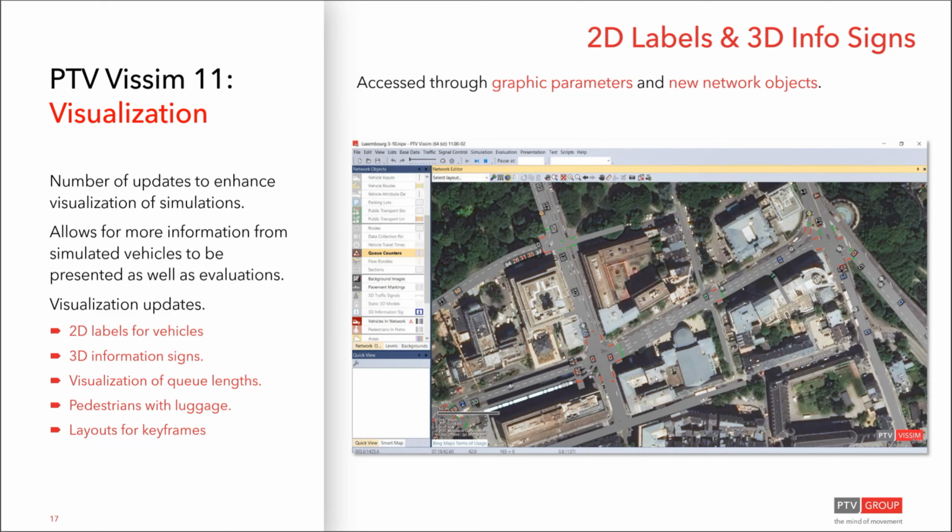So again, that could be speed, it could be delay, it could be vehicle occupancy, any different levels of information of those attributes of the vehicles. You're able to label and see those now as the simulation runs as well.